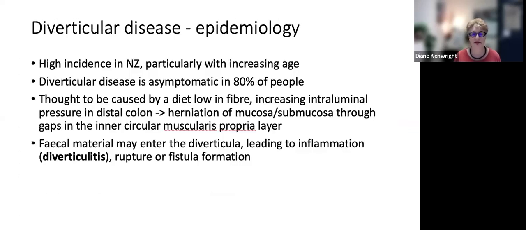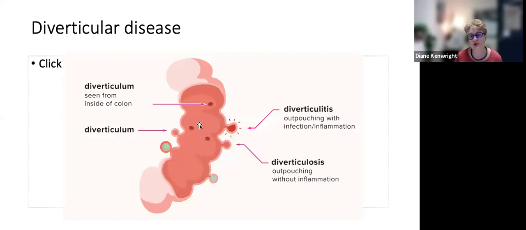Next, we're going to move right down to the other end of the bowel and think about diverticular disease. Diverticular disease is really, really common, particularly in older people in New Zealand. It can be asymptomatic in about 80% of people, and it's caused by a low fiber diet. The low fiber diet causes increased pressure inside the lumen of the distal colon. And that causes these little diverticuli to pop out, right? They pop out through weaknesses in the colonic wall, and the weaknesses occur where the blood vessels go through the muscularis propria.